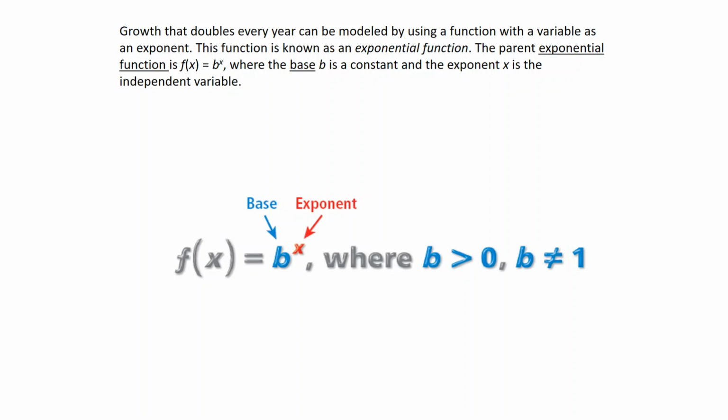And in a growth function, you're going to see that b is going to be greater than 0 and b will never equal 1, because if you think about it, 1 to any power is still going to be 1. 1 to the first power is 1, 1 to the second power is 1, 1 to the third power is still 1. So b will never be equal to 1.